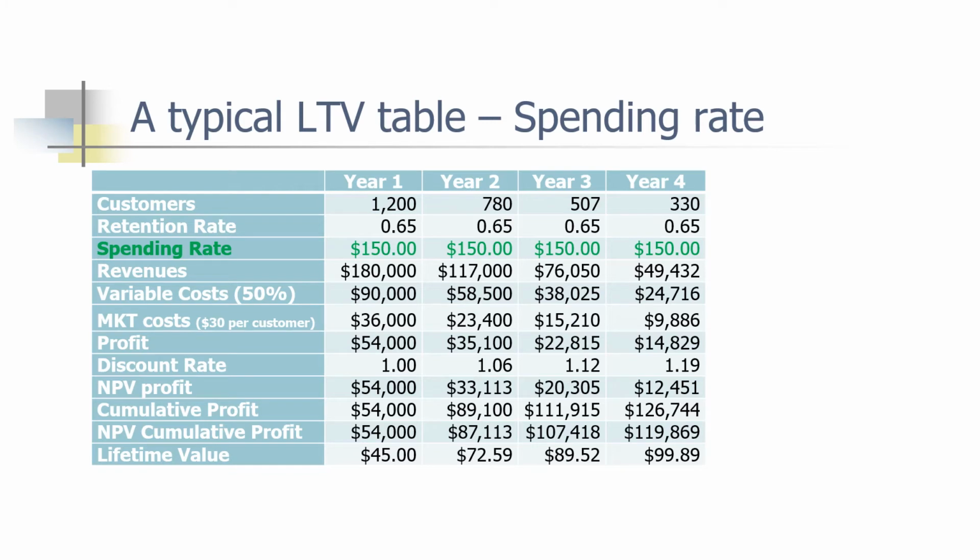Third, we need to be able to calculate spending rate. Now remember, we talked about spending rate was the amount of money that an individual spent per year on the average with the organization. Here the spending rate is $150 per year. Now ordinarily we would expect spending rates to go up over time, and we would expect retention rates to go up over time. But in this case, we're going to try to make the calculations as simple as possible. So we're going to leave the spending rate the same over time.